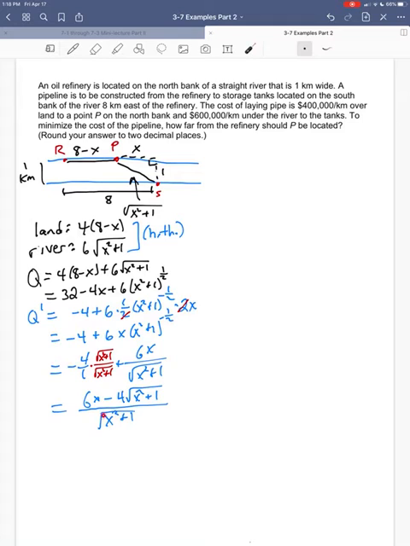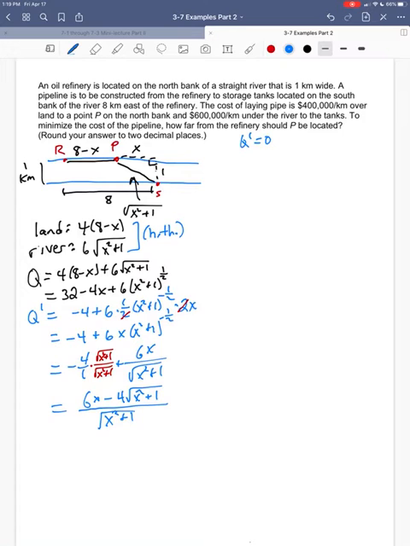The smallest that this is ever going to be is if x is 0, because if x is plus or minus, it gets squared, which gives me a positive number, plus 1. So the smallest this can be is 0 plus 1, and then the square root of that will just be 1 in the bottom. That's never going to be undefined. But I can set q prime equal to 0.